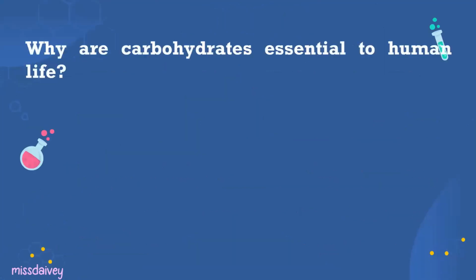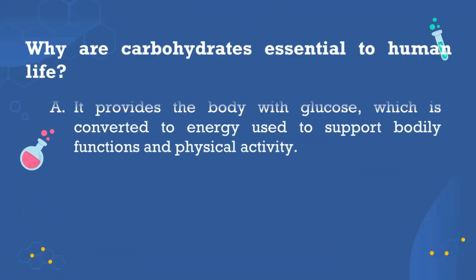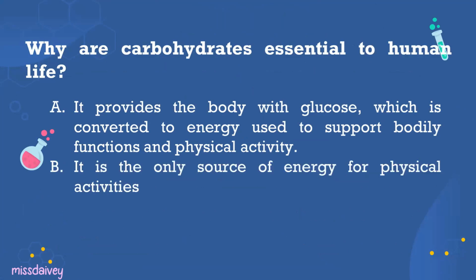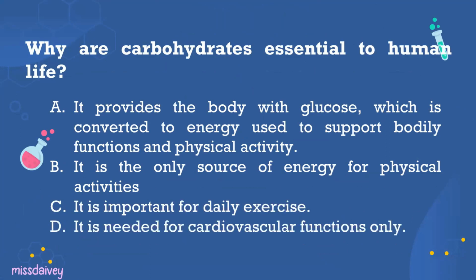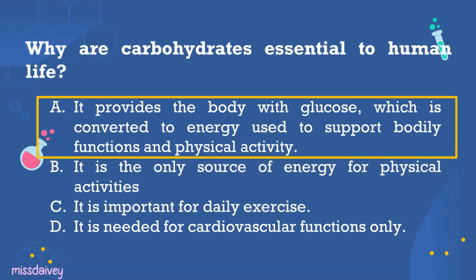Why are carbohydrates essential to human life? Is it A, it provides the body with glucose, which is converted to energy used to support bodily functions and physical activity? B, it is the only source of energy for physical activities? C, it is important for daily exercise? Or D, it is needed for cardiovascular functions only? The correct answer is letter A. It provides the body with glucose, which is converted to energy used to support bodily functions and physical activity.